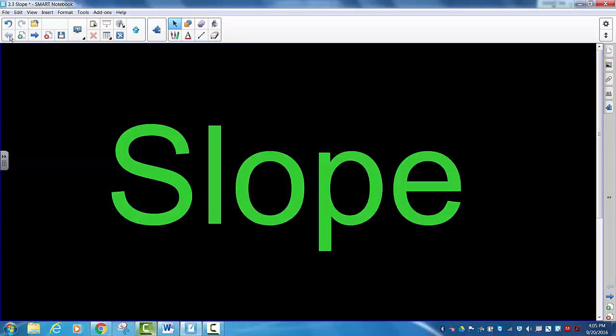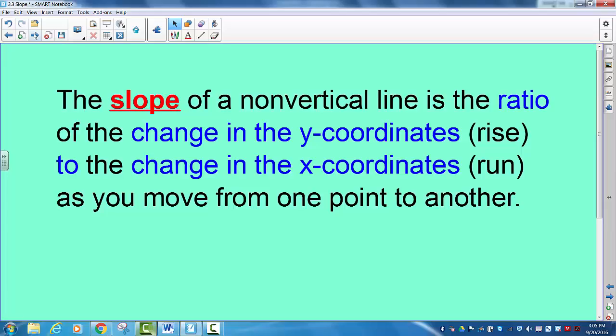Okay, we're going to be discussing slope. Slope of a non-vertical line. Do you remember what a vertical line is, by the way, before we move on? A vertical line is one that goes straight up and down, okay? Horizontal, it goes across like that.